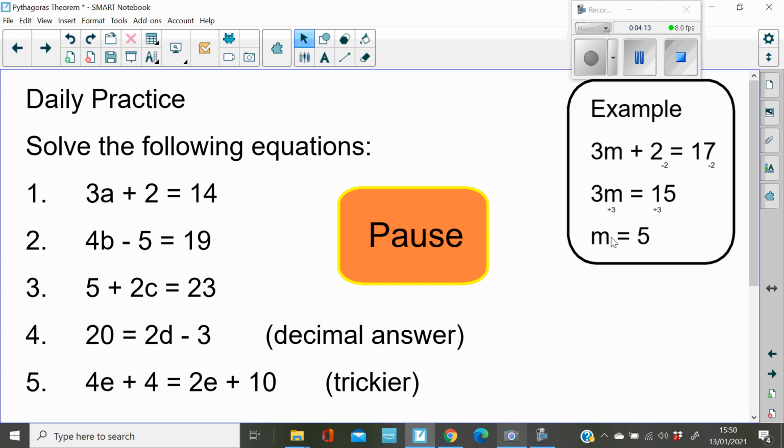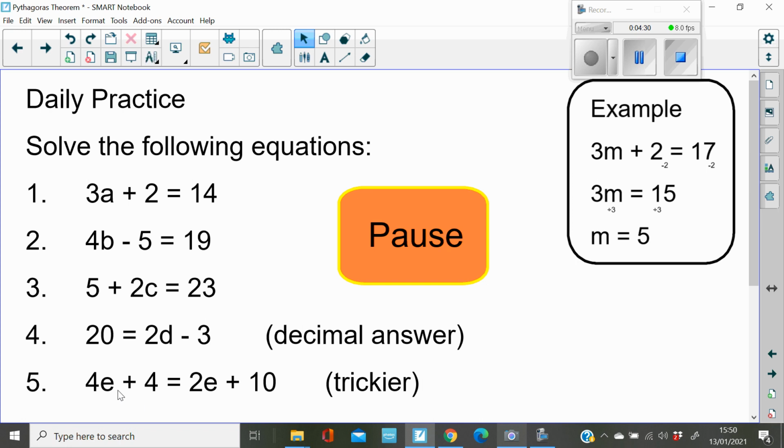Dividing by 3 gives you m is equal to 5. You can check your answer by thinking, if m is 5, 3 5s are 15, add 2 does indeed make 17. So for each of these, you're going to have to subtract or add to both sides first, and then divide both sides to find out the value of a, b, c, etc.